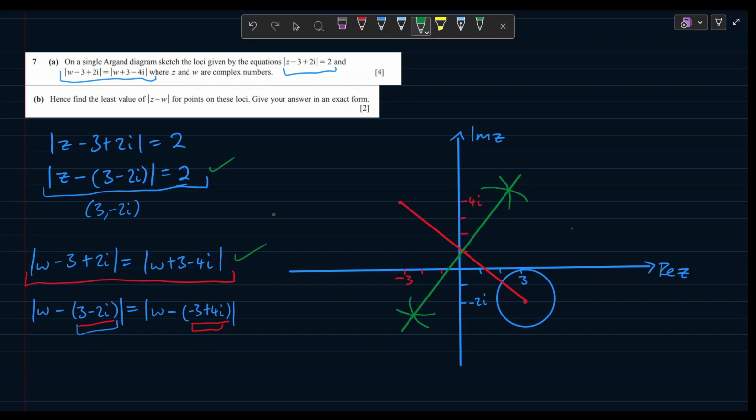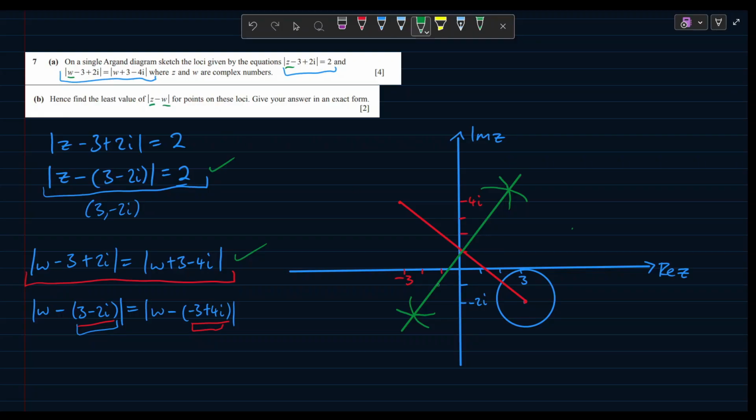Hence find the least value of the modulus of z minus w for points on these loci. Give your answer in an exact form. So for the complex number z, the points that are on the loci that we want are the points on the circumference of the blue circle. And then for the complex number w, the points that we want are the points on the green perpendicular bisector. So they're saying find the least value of the distance between z minus w.